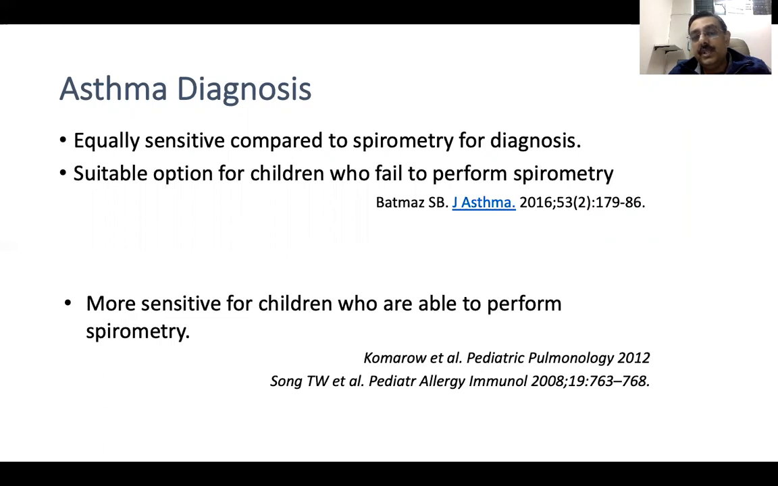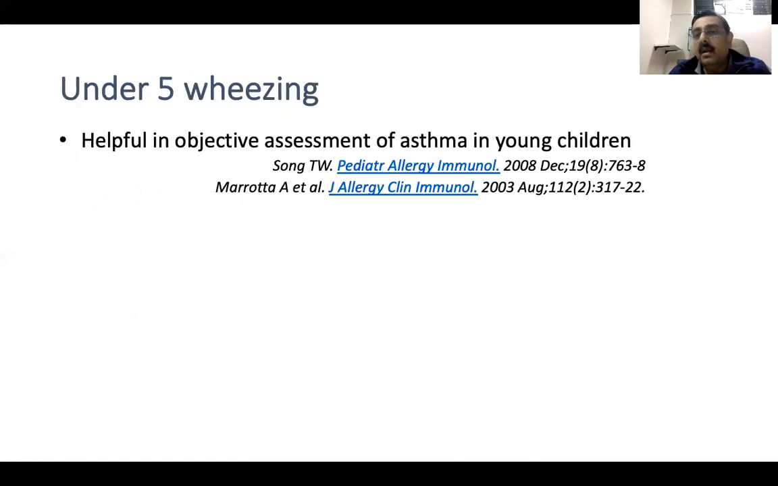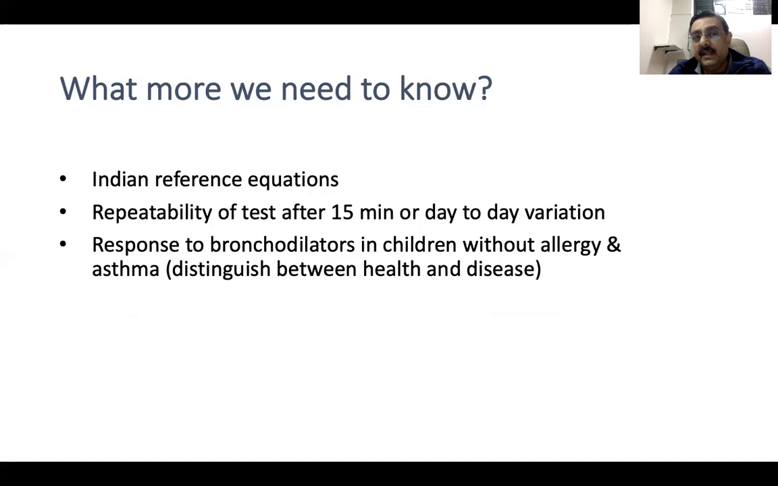And there are situations when we have found it is more sensitive, even in children where spirometry was done but was normal, and the IOS found obstruction. We found this in a lot of children because of the phenotype of small airway dysfunction. And it has been a good tool in evaluation of under-5 wheezing and asthma, as I've shown you in a few cases. But it is not without problems.